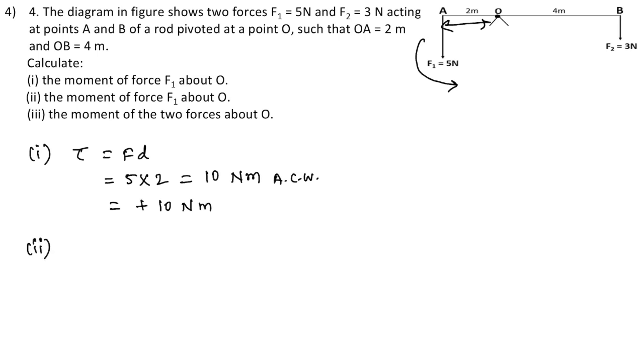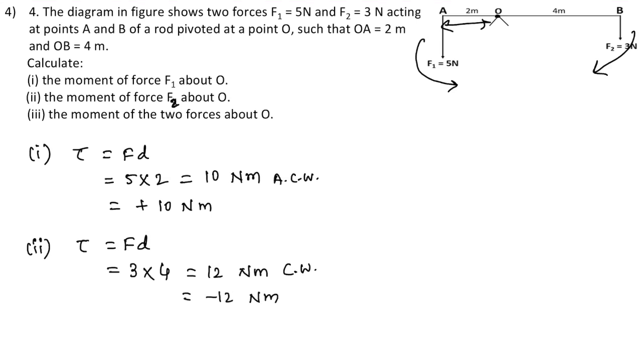Second sub question is the moment of force F2 about point O. So torque is equal to F into D, but this time the force is F2, that is 3 Newton. Distance of the force 3 Newton from point O is 4 meter. So this is 12 Newton meter, and the direction of the torque is clockwise, or we can say minus 12 Newton meter.